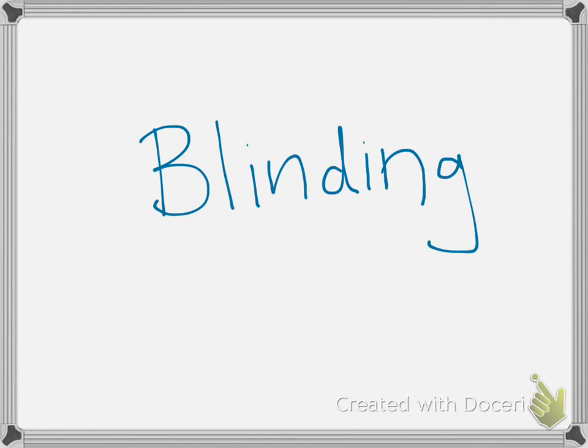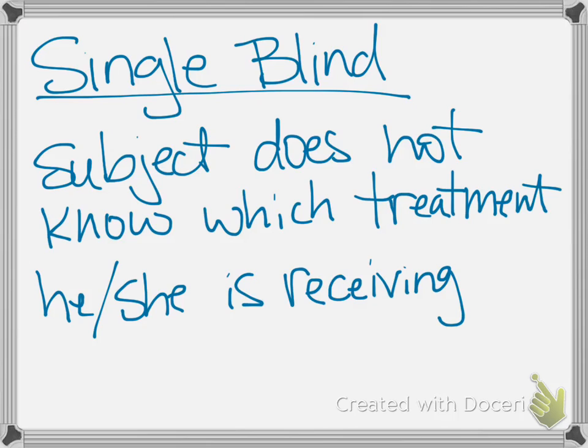One last topic that we need to cover in relation to experiments is the idea of blinding. And blinding is yet another way to control variables that might interfere with the results of your experiment. And there are two types of blinding. The first type is called a single-blind study.